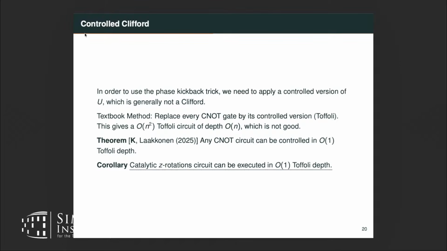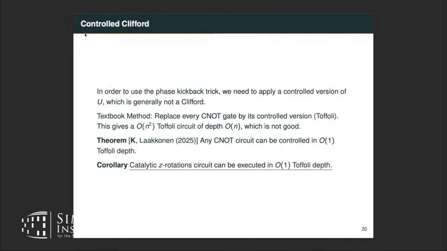Of course, we're not quite done, because Cliffords are cheap, but when you control a Clifford, it is not obvious whether you can make that into a constant T-depth circuit. If you use a textbook method, like decomposing your entire Clifford into 1 and 2 qubit Clifford gates and controlling them individually, in the worst case you're going to have big O of n squared such gates. So you're going to have big O of n squared Toffoli gates, and the depth will be linear in n. And you don't want that.